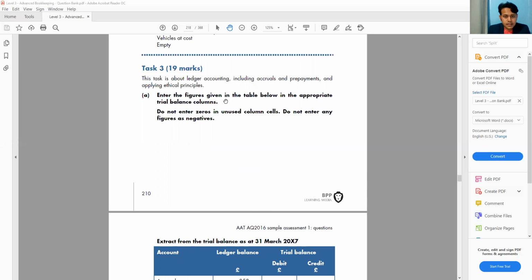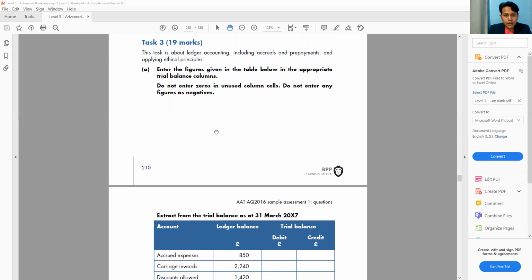Enter the figures given in the table below in an appropriate trial balance column. So all you need to say is it debit or credit, because they are saying it is a trial balance column. Do not enter 0 in the unused cell. So if the cell is empty, do not enter the 0, because sometimes the computer doesn't understand if it is 0 or not. Do not enter any figure as negative. So do not put any figure with a minus sign. So don't do that.